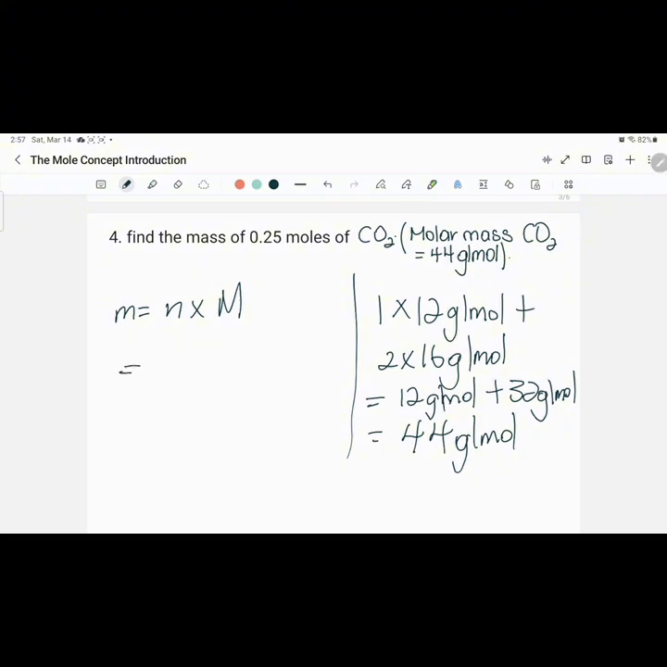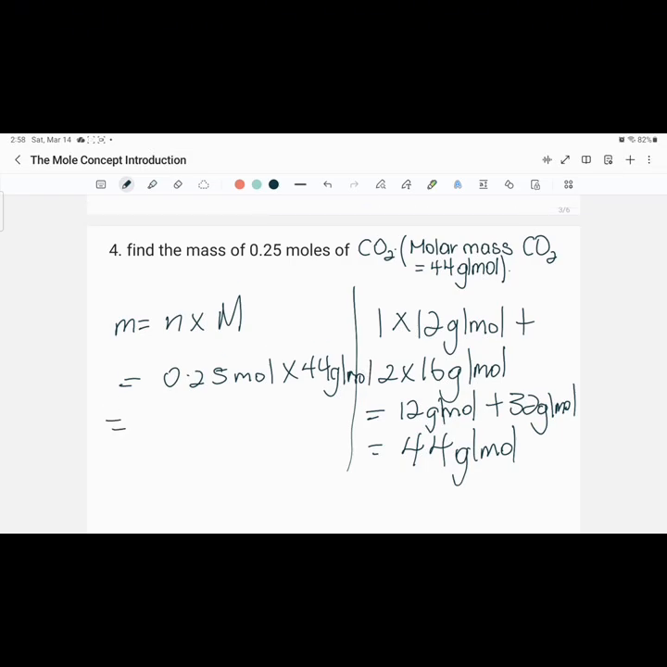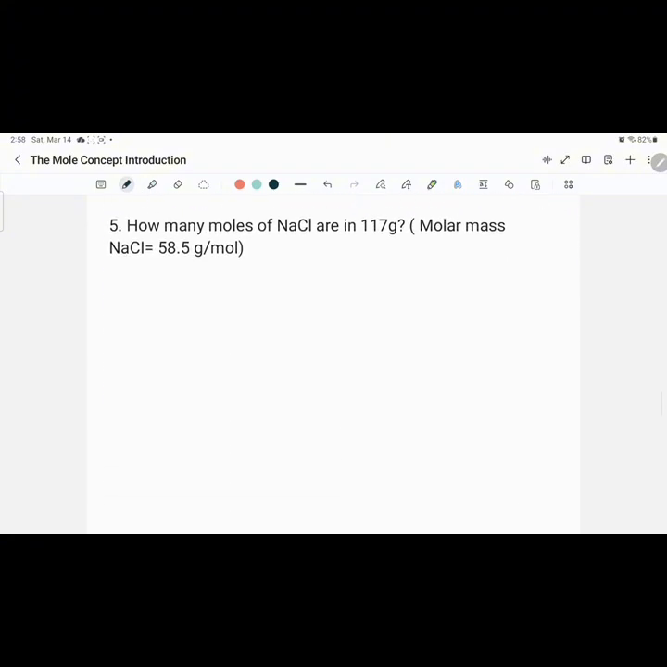Good. So we know the moles, we know the molar mass. So the moles is 0.25 times the molar mass, which is 44 grams per mole, and the answer will be 11 grams. Good. So the last one, how many moles of NaCl are in 117 grams?